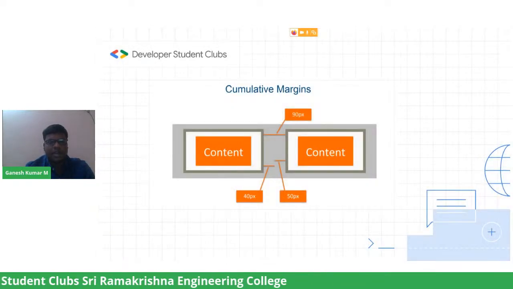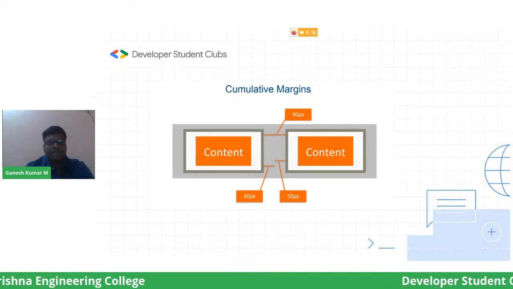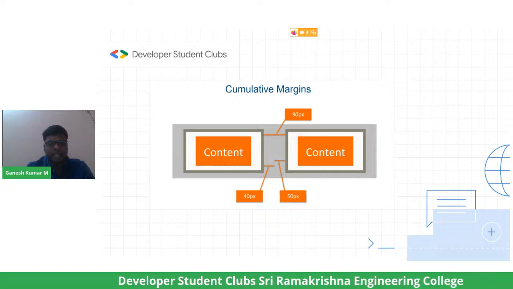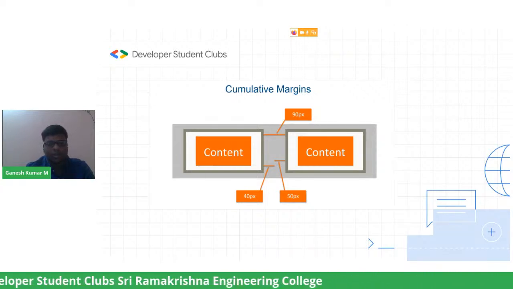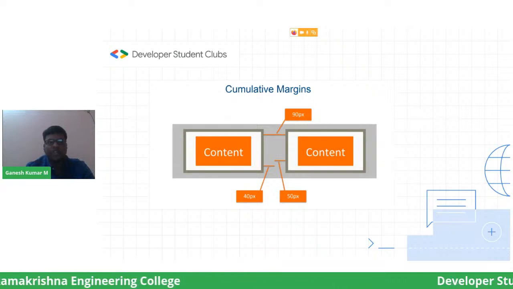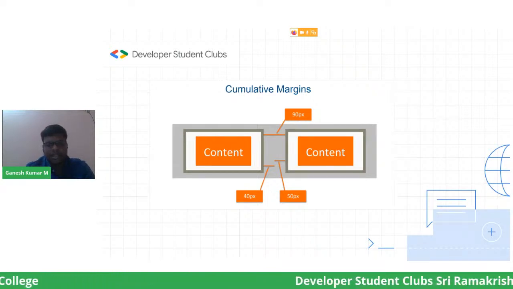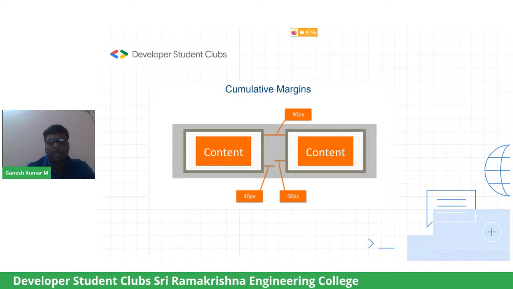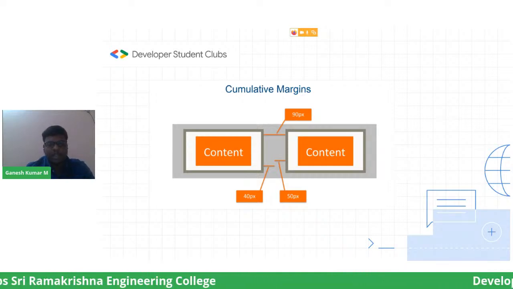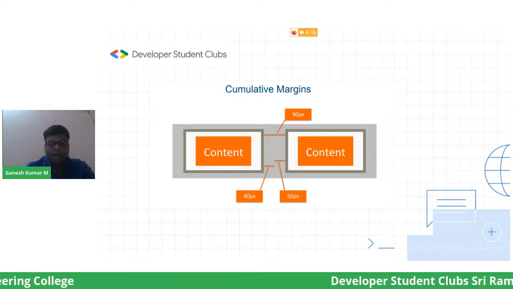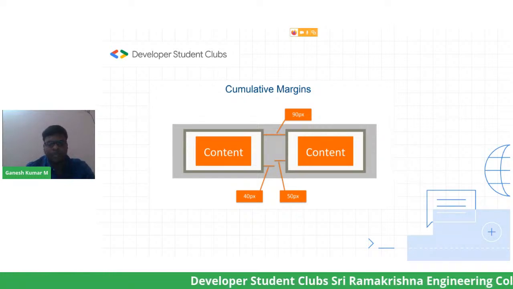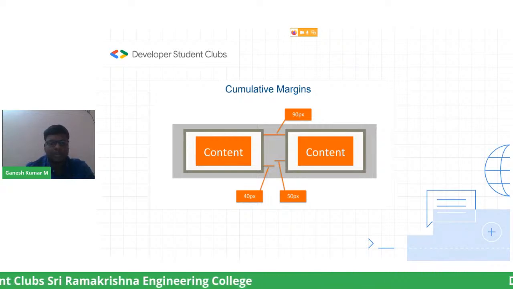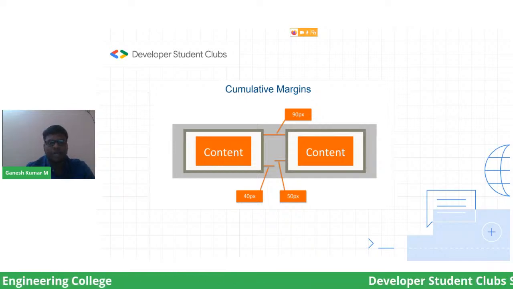Next is the cumulative margins. Consider you have two div elements or two span elements with content very close to each other. You have to bring some space between these two boxes. If we specify margin right equal to 40 pixels for the first content, and margin left of 50 pixels for the second content, then in total there are 90 pixels of space between the two contents.